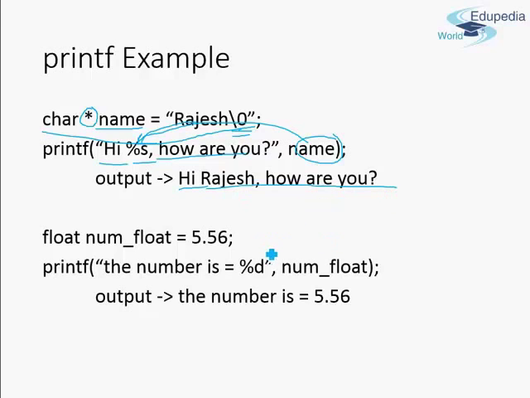Now another example for floating point. Now this is a small correction. Instead of percentage d, it should be percentage f. So the number is equal to percentage f, and in place of percentage f, the value of num float will get substituted, and the output will be the number is 5.56.